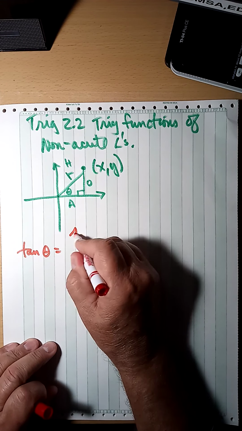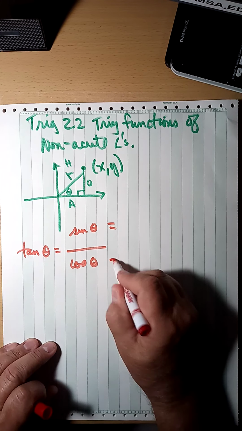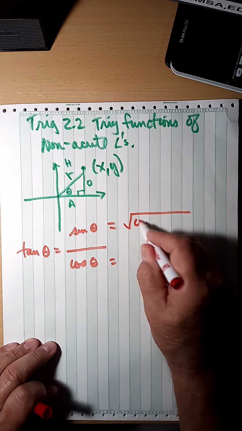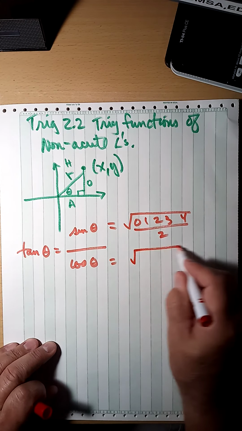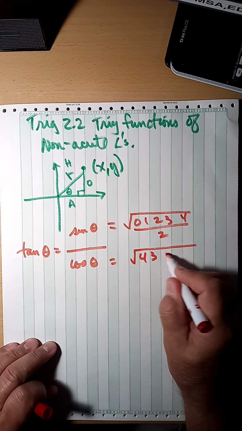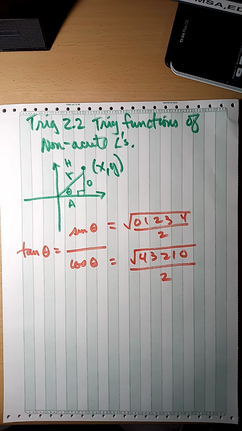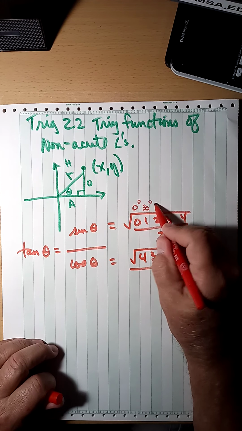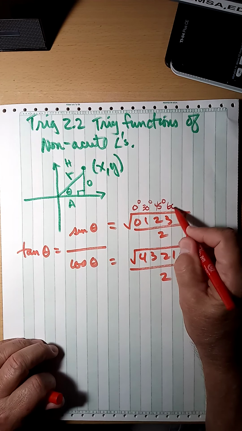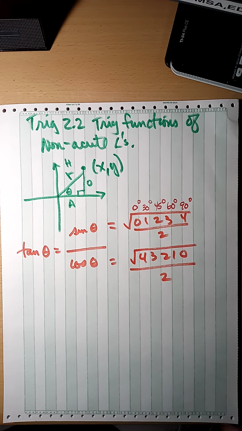Tangent theta is sine theta over cosine theta. The sine of theta is the square root of 0, 1, 2, 3, 4 over 2. The cosine is the square root of 4, 3, 2, 1, 0 over 2. This is for 0 degrees, 30 degrees, 45 degrees, 60 degrees, and 90 degrees. But these values work for more than just this first quadrant.